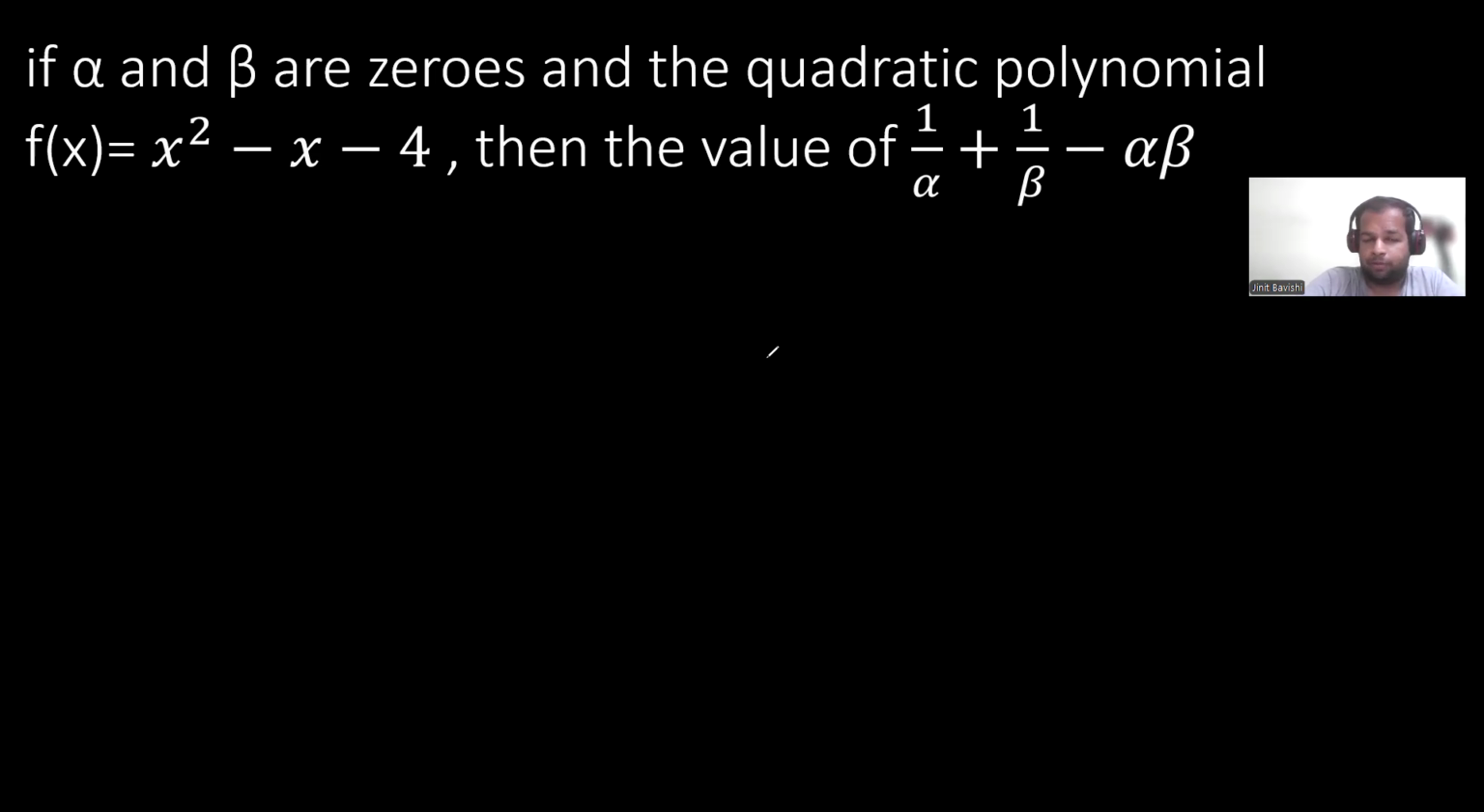Now, if you're doing this chapter for the first time, then you might start in a straightforward manner and go on to find the value of the zeros of the polynomial. So technically, you just factorize this and equate it to zero and find the zeros of it. x squared minus x minus 4 will equal to zero to find the value of the zeros.